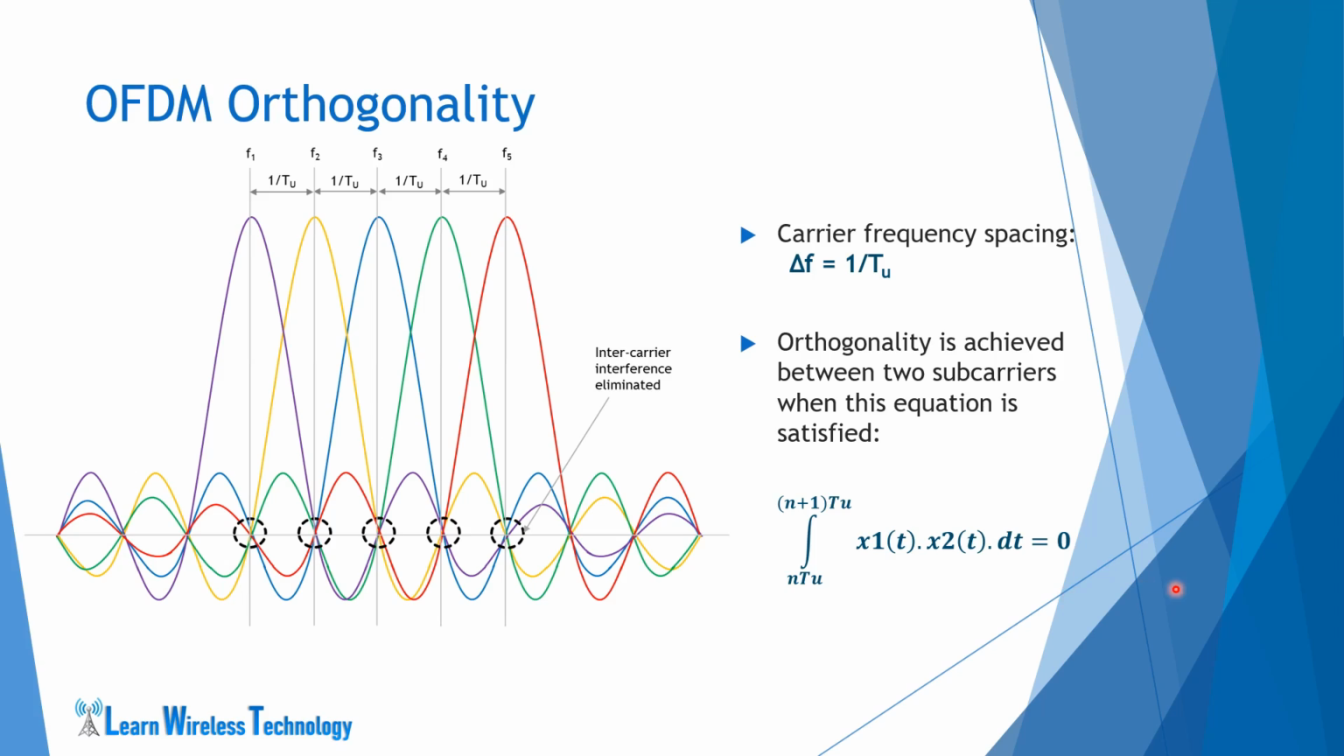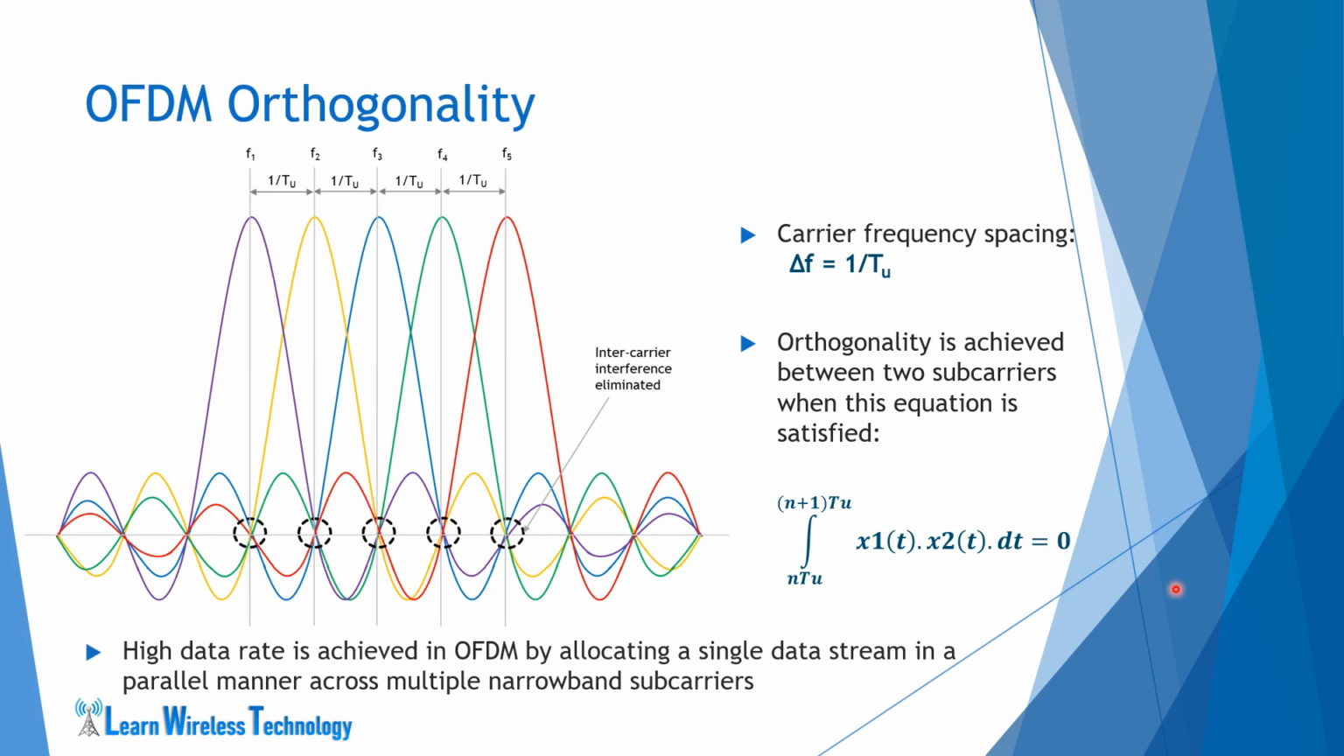So this is how the orthogonality works using the OFDM method. Another useful function of OFDM is that it can send a single data stream in parallel streams of transmission using these multiple subcarriers. Hence, a high data rate is achieved in OFDM by allocating a single data stream in a parallel manner across multiple narrowband subcarriers.